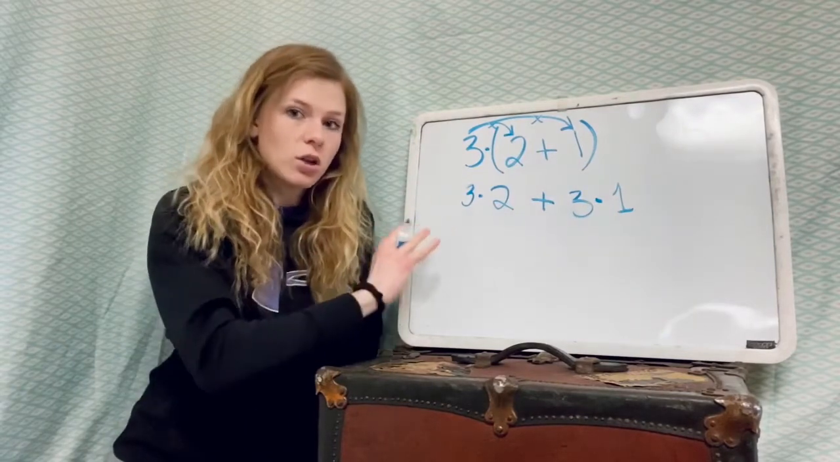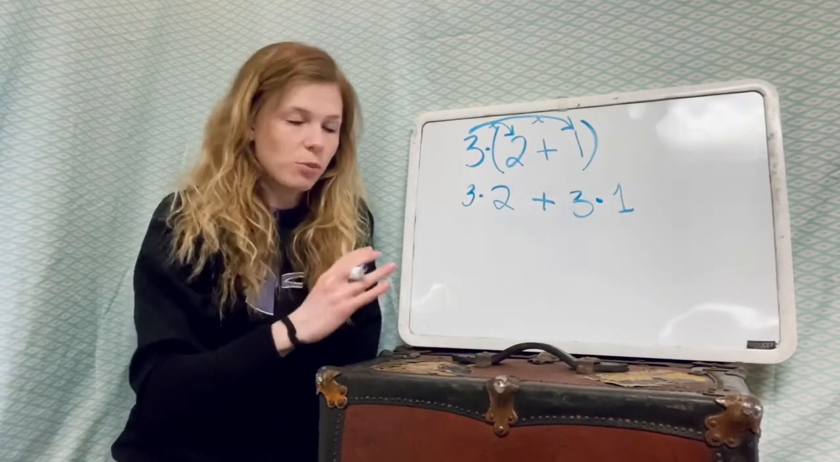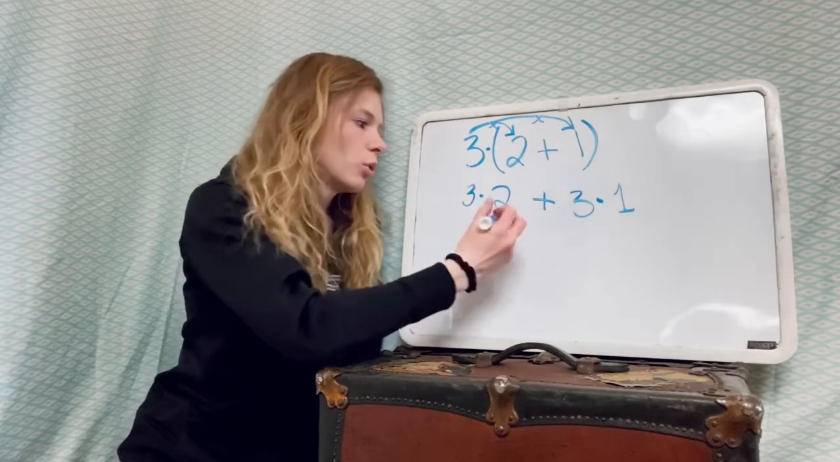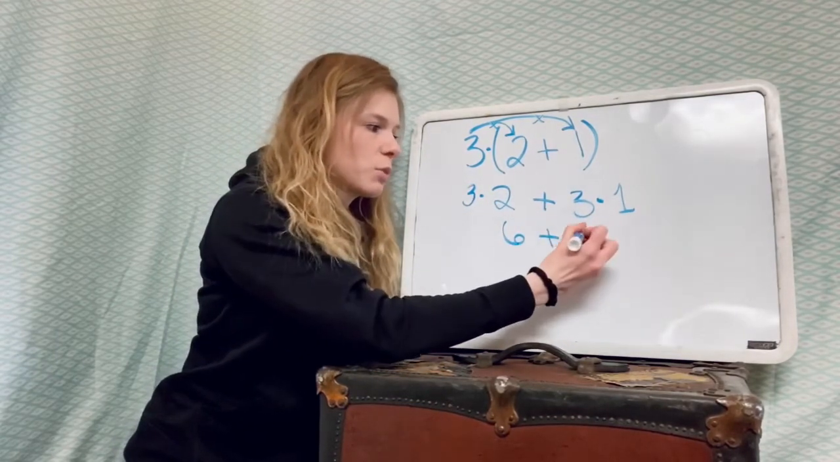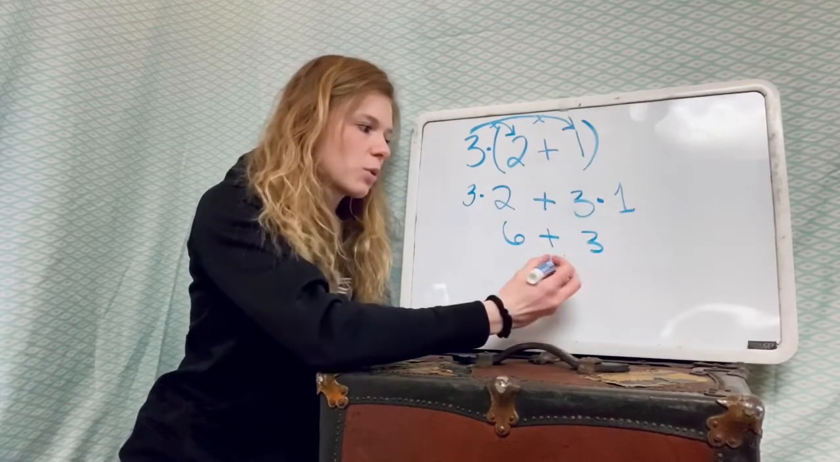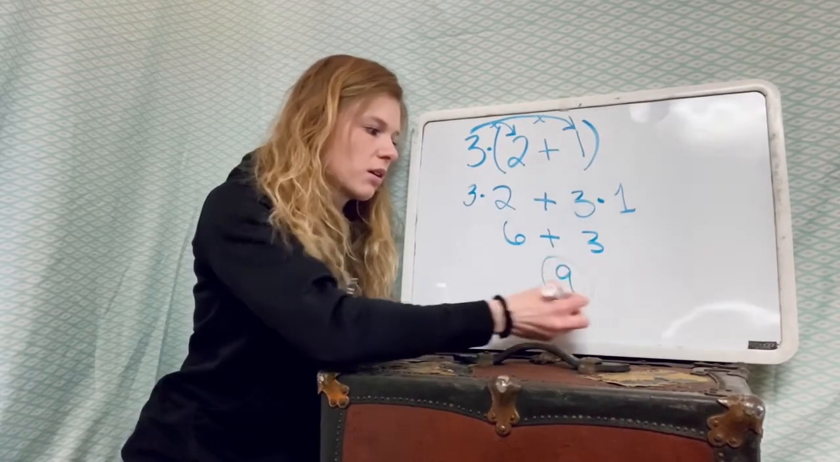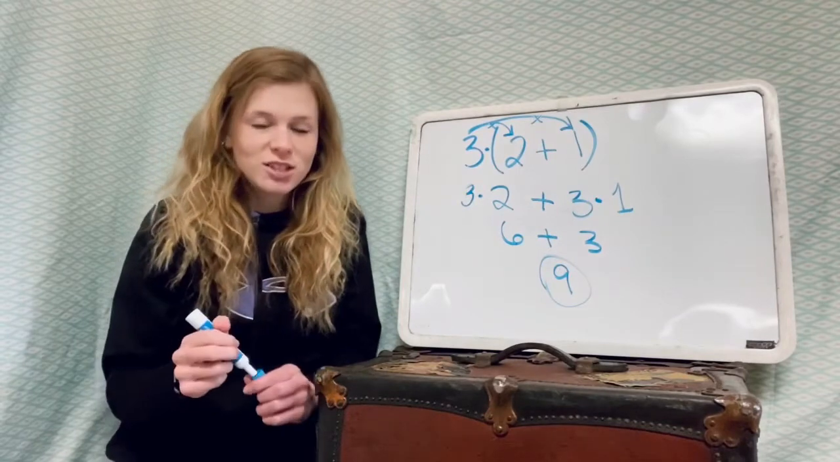And now I solve this problem using order of operations. 3 times 2 gives me 6. Bring down my addition sign. 3 times 1 gives me 3. 6 plus 3 gives me 9. 9 is the answer to this problem.